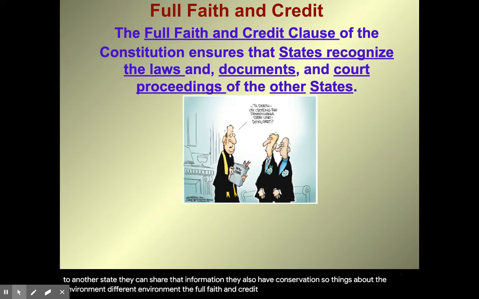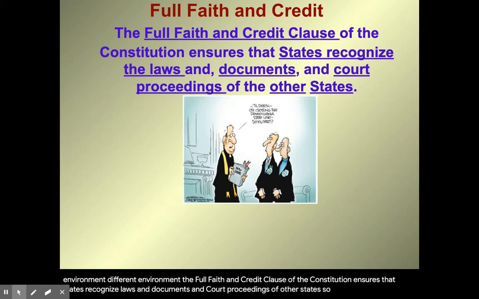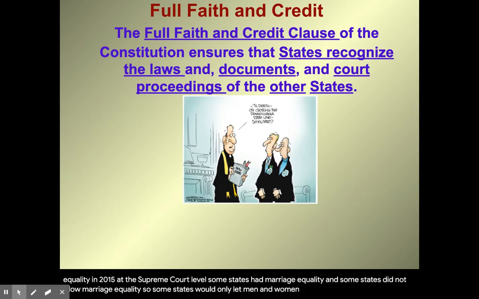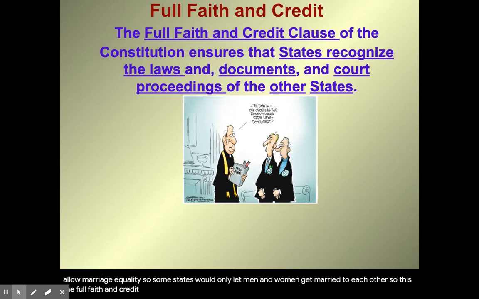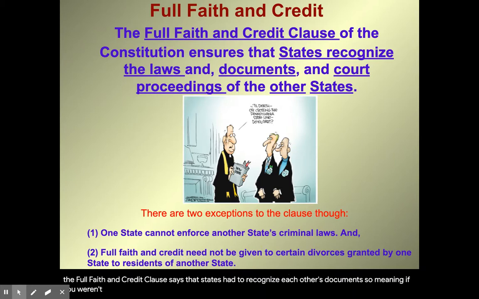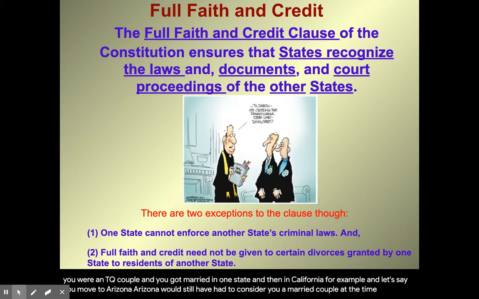The full faith and credit clause of the Constitution ensures that states recognize laws and documents and court proceedings of other states. So before we had marriage equality in 2015 at the Supreme Court level, some states had marriage equality and some states did not allow marriage equality. So some states would only let men and women get married to each other. So the full faith and credit clause says that states had to recognize each other's documents. So meaning if you were an LGBTQ couple and you got married in one state, in California, for example, and let's say you moved to Arizona, Arizona would still have had to consider you a married couple at the time.